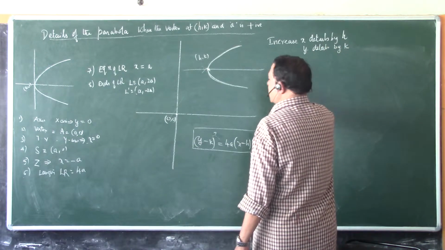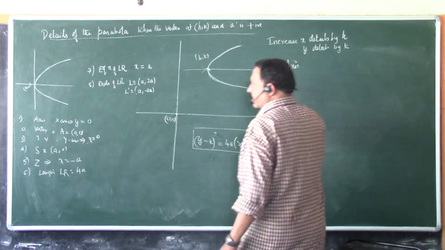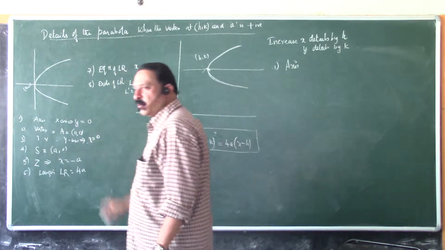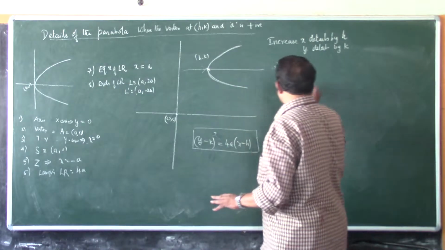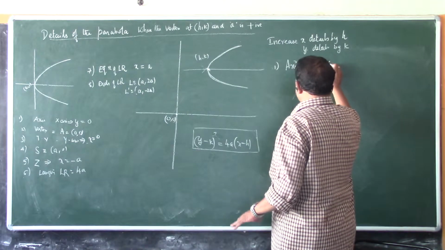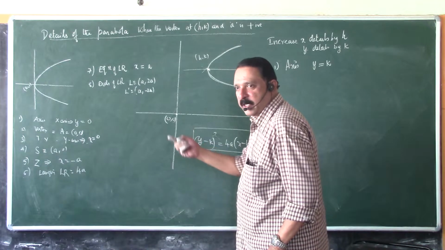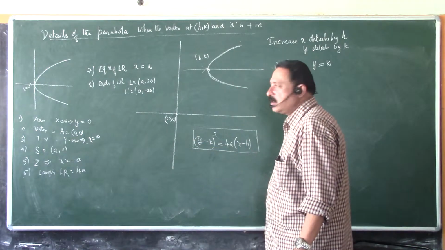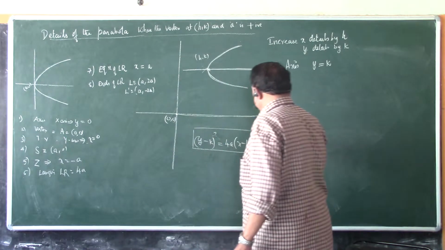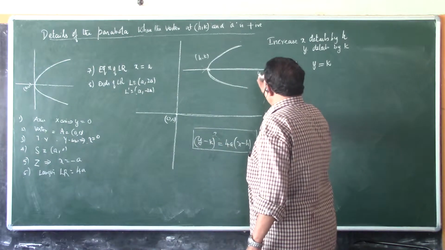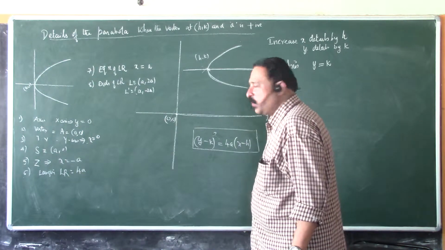So now let us start writing it down. What is the axis here? y equals 0. You should increase y details by k. So y equals k. 0 plus k. You add k to whatever the value there. So this is the axis of the parabola. Now this is y equals 0. So what is this line? y equals k.